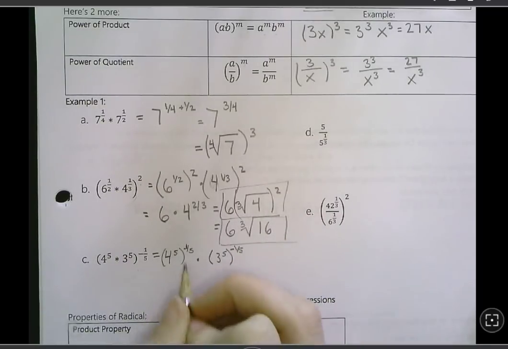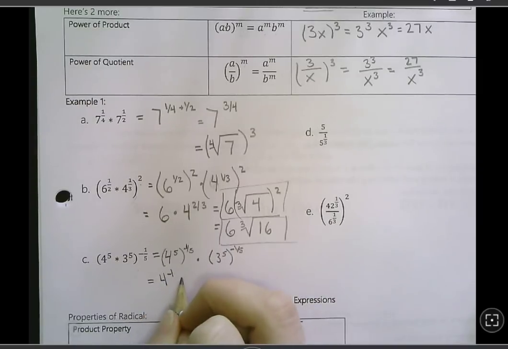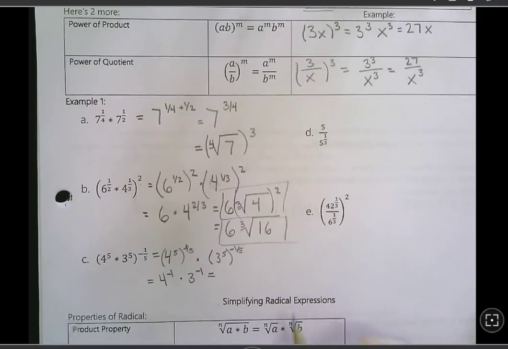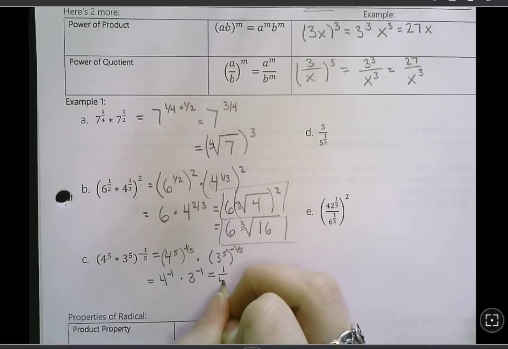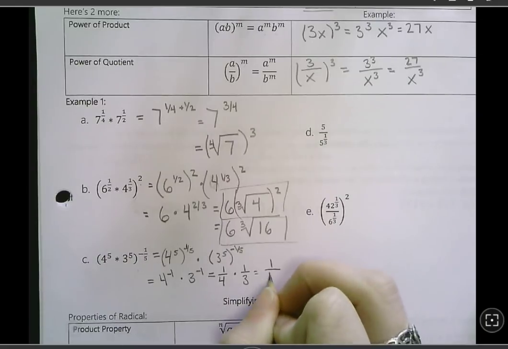So when we do this, we multiply our exponents here, so we now just have a 4 to the negative 1 times a 3 to the negative 1. Well, they're both a negative 1, so when we have a negative exponent, we flip it upside down, so we now have a 1/4 times a 1/3, which is a 1/12.